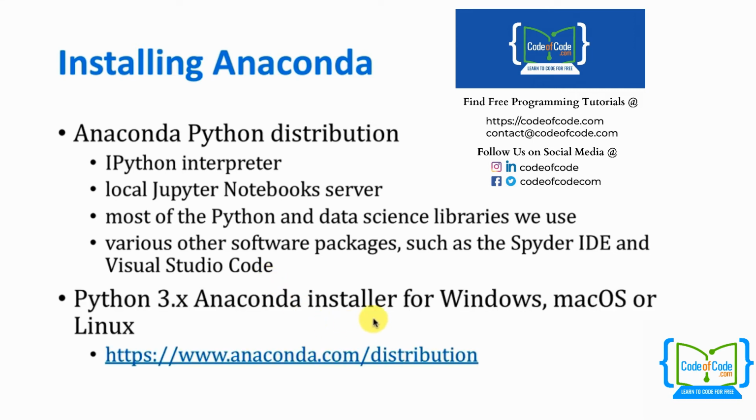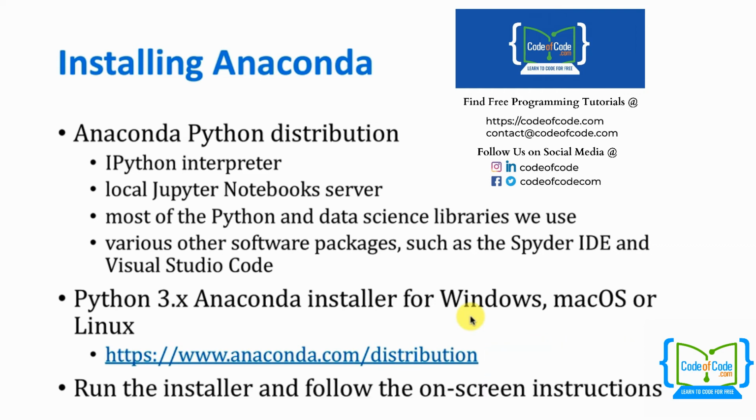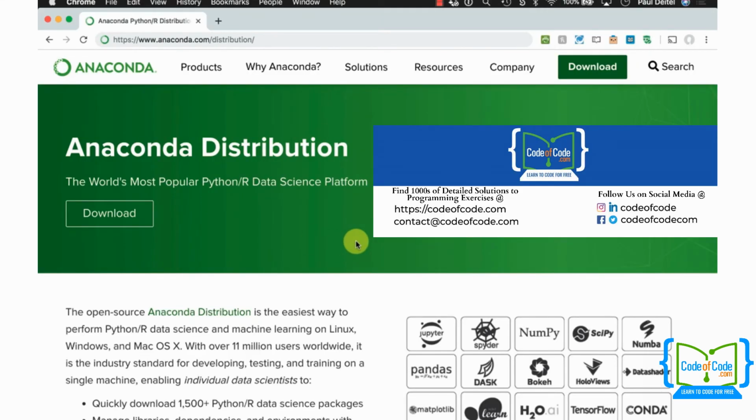Now, you can get the latest installer for Anaconda from the URL that you see here, anaconda.com/distribution, and when you go to that web page, you'll see a download button, which I'll show you in just a moment, and from there you can download for Windows, Mac OS, or Linux. Once you've completed the download, you'll want to execute the installer and simply follow the on-screen instructions to get the software installed. So here is the Anaconda distribution download web page.